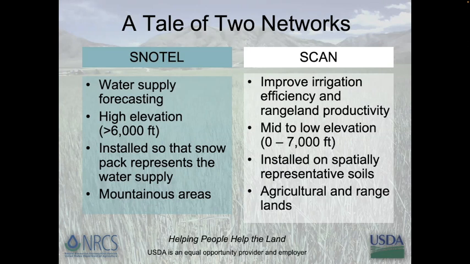It was designed and conceived to help improve irrigation efficiency and to assess and understand rangeland productivity. The sites are typically low to mid elevation, depending on the location, whether in the west or the east. They're installed primarily on spatially representative soils, sited on or immediately adjacent to actively managed and working agricultural and rangelands. These may even be lands that our customers, our producers, own. That's intentional. It's part of the need.